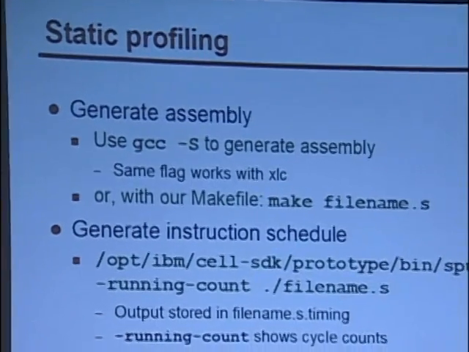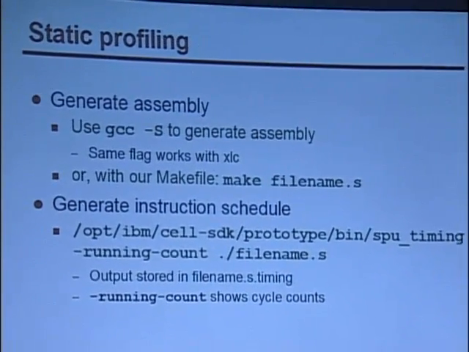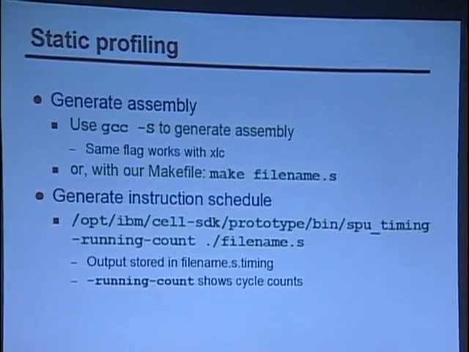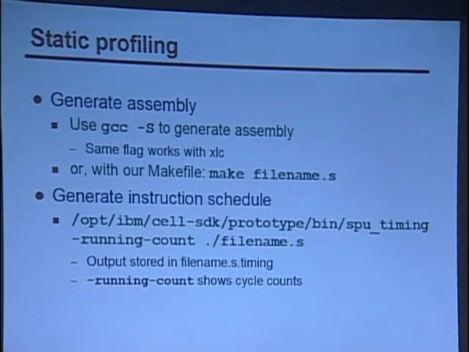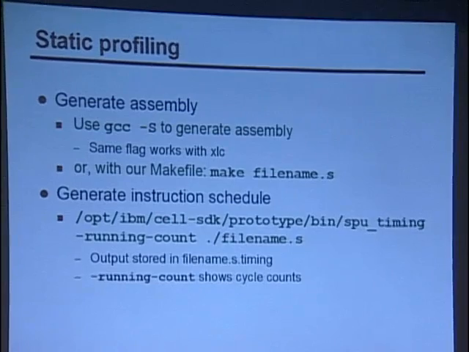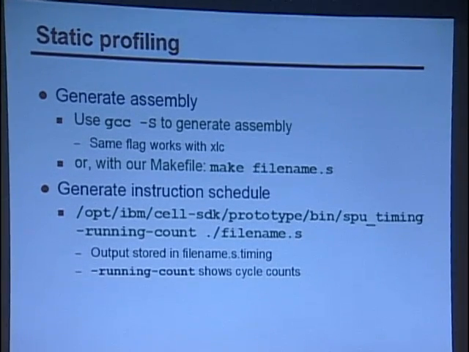OK, so static profiling. We have some tools for the Cell that will allow you, when you have a sequence of assembly instructions, to figure out when those instructions are going to get scheduled and how fast the resulting sequence will run. In order to take advantage of this, you need to use GCC -S to generate your assembly. You can also do that with XLC. If you're using our makefiles, you can also use make followed by the file name .s in order to generate the assembly from your source code.